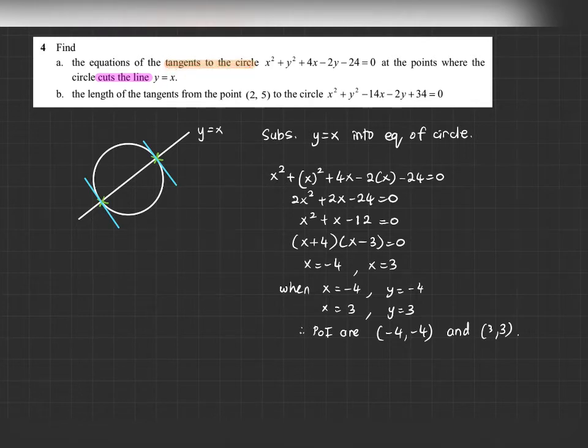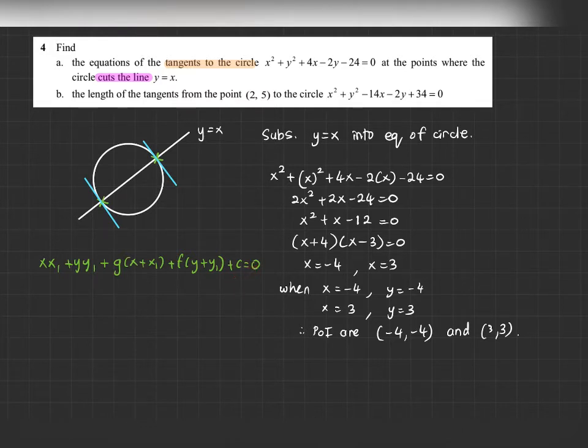So equation of tangents, there are 2 ways. Either you use it from your secondary school punya knowledge, kan, kita cari gradient, masukkan dalam y equals to mx plus c, ataupun sebab kita dah ada general equation kat sini kan, so kita boleh masukkan dalam equation of tangent yang kita belajar sekarang ni lah, x x1 plus y y1 plus g(x plus x1) plus f(y plus y1) plus c equals to 0. So we can also use this equation.